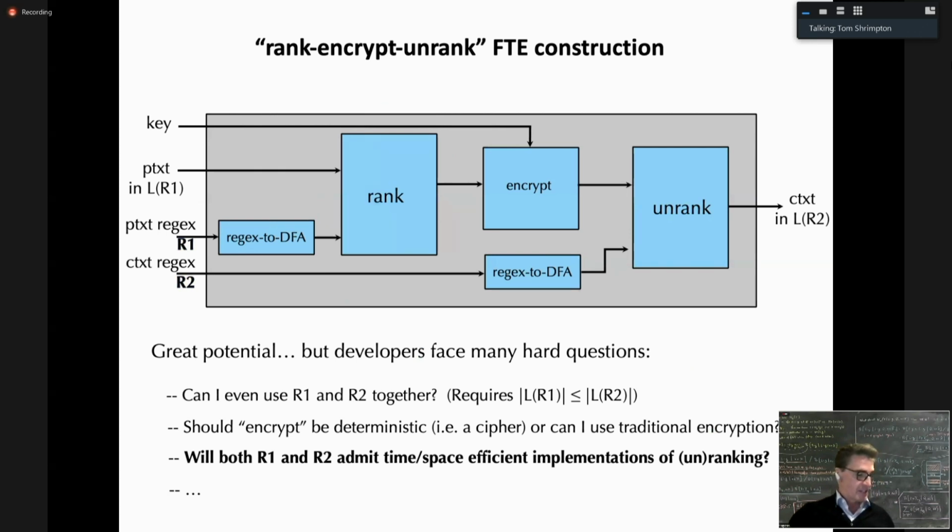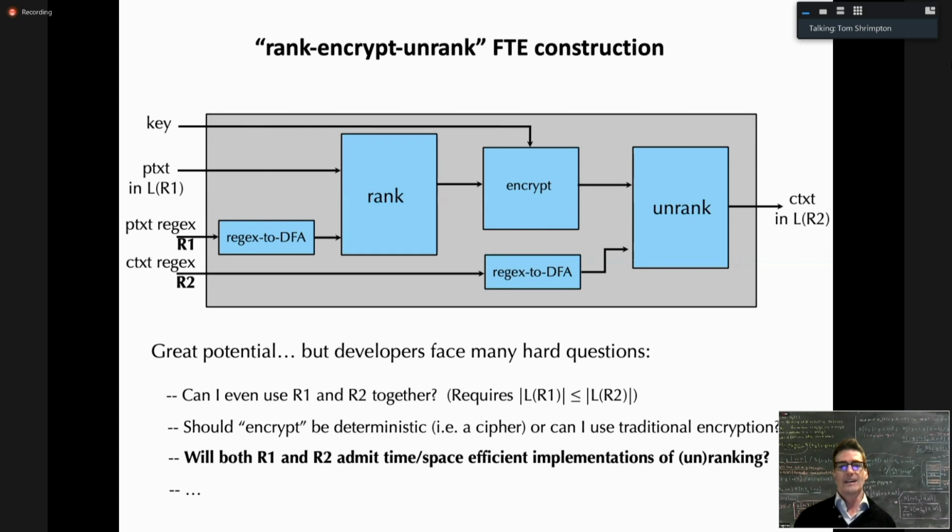Okay, so this has tons of potential for sure. The question, of course, is, if you actually wanted to use such a system, this is very flexible. You plug in two regular expressions, and you don't even have to plug in the encryption scheme. It could be something that you get off the shelf. You plug in these two regular expressions and you're supposed to get these guarantees that you're converting plain text of one type into ciphertext of another type. And these two things don't have to be related structurally in any way.